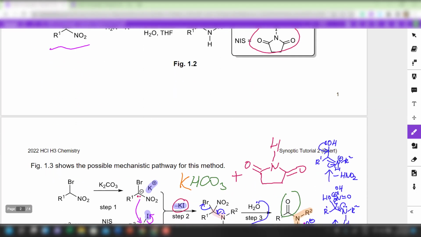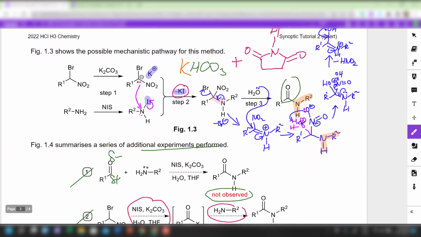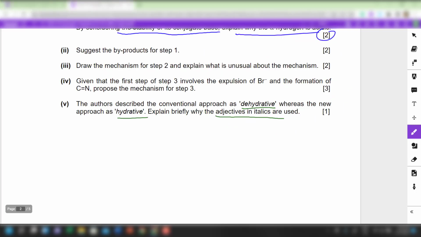For the new method, they call it hydrative, and I think you can guess why it is called hydrative, because you notice that H2O is being introduced at the end of the reaction to generate the carbonyl group. Yeah, so this is like a hydrative approach because I need water to be added in one of the steps, or in the last steps, in order for us to generate the amide linkage. Yeah, so if you are able to answer the question along those lines, you'll be quite safe.